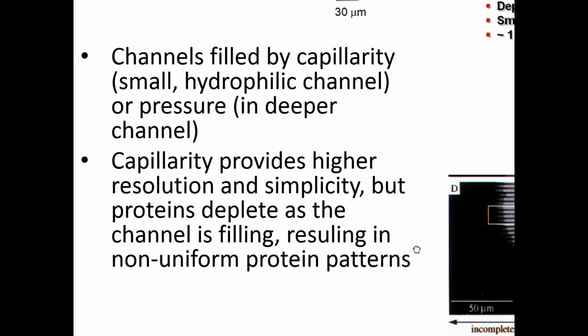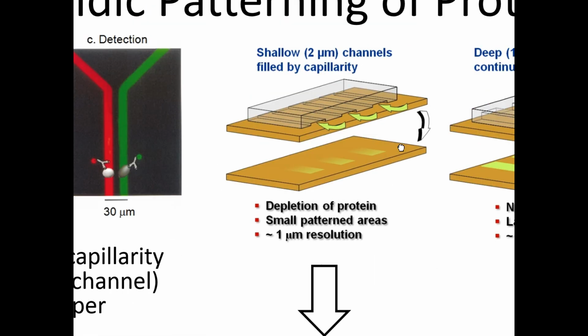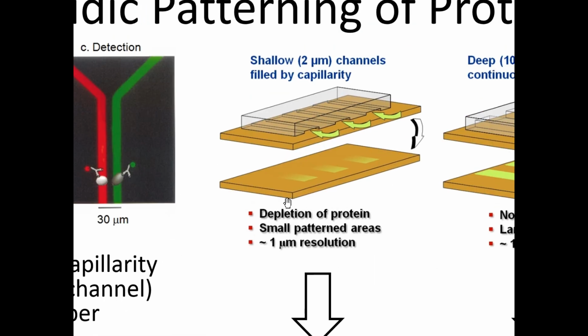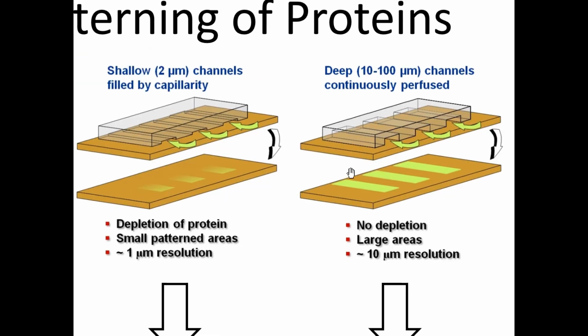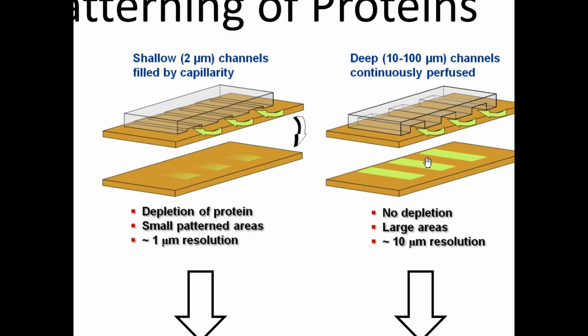So the only advantage of doing these really small channels filled by capillarity is that you can get smaller feature sizes. 1 micron feature sizes here, whereas with the deeper channels you get a 10 micrometer resolution. Still quite small. Okay. So these types of approaches would be used if you're trying to pattern proteins on a substrate.